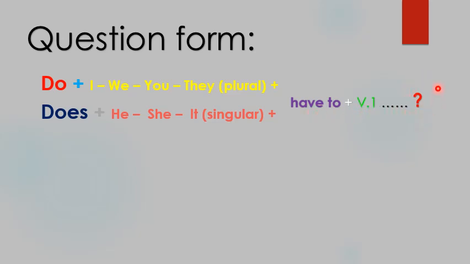And we have a question mark. إذا كان الضمير جمع نضع do، وإذا كان الضمير مفرد نضع does plus have to, just have to. إذن هنا في حالة السؤال وحالة النفي فقط نضيف have to plus verb 1.